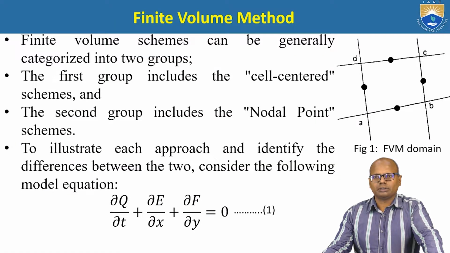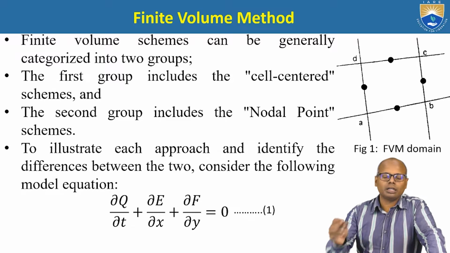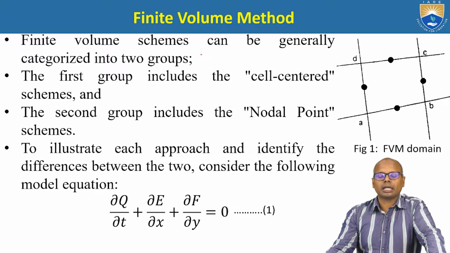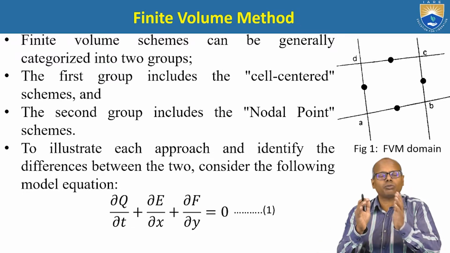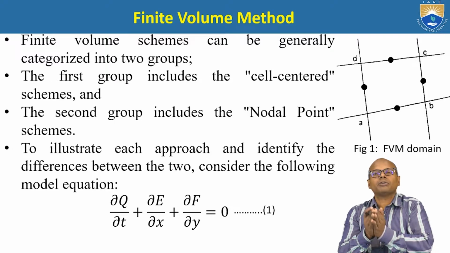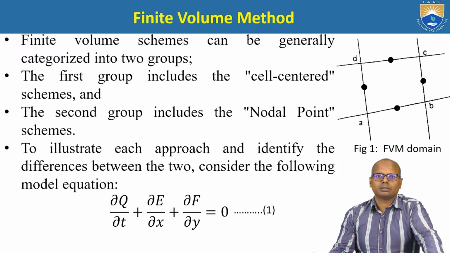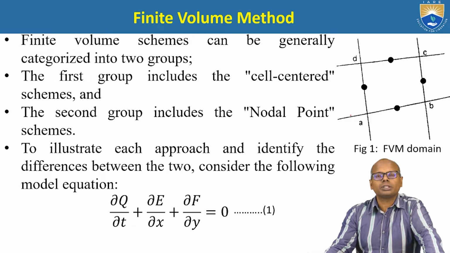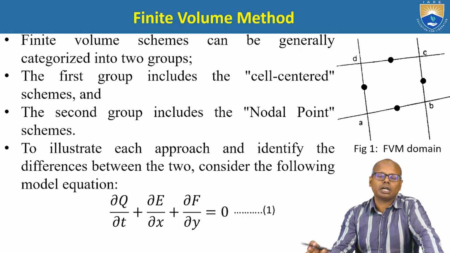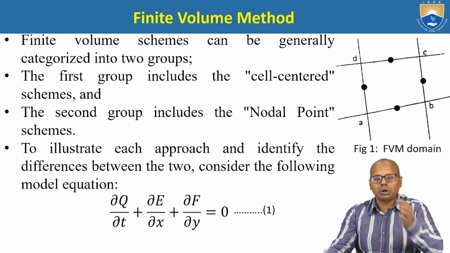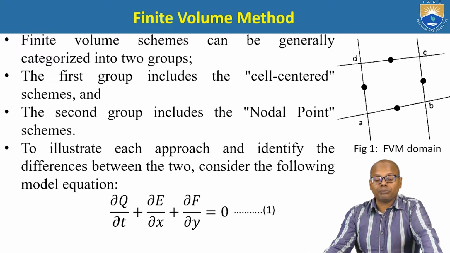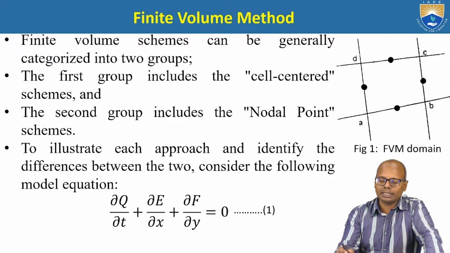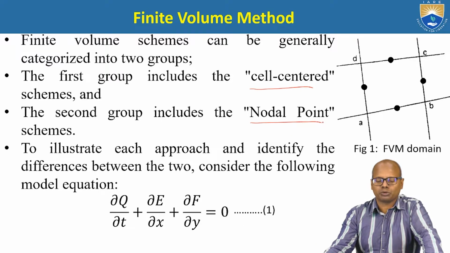The finite volume method, as I already discussed, uses the integral form directly on the domain. The domain is discretized into nodes, and on the domain we directly use the integral forms, transforming them into algebraic forms. So how do we do that? We have two approaches in the finite volume method: one is the cell-centered approach or scheme, and the other is the node point scheme or approach.